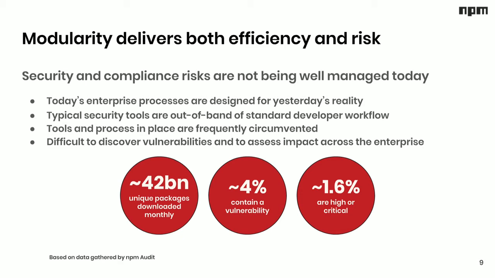The risk management tools that enterprises do have in place tend to be out of band of the standard developer workflow, and the friction of this tools mismatch causes a drag on productivity. It also provides a perverse incentive for developers to circumvent the institutional processes simply to get their jobs done. And this gap between the canonical JavaScript tools and processes and those often required in the enterprise makes it difficult to discover vulnerabilities and assess impact enterprise-wide.